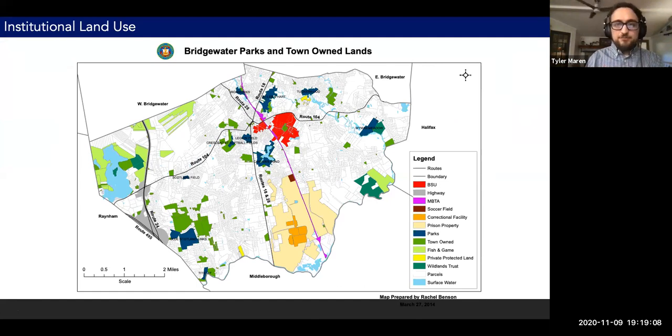But about half of the institutional land that we saw on that land use map is owned by various state departments. We've already talked about the correctional facility to the south of town, that's the orange bit there. The other big one, of course, is Bridgewater State University, Massachusetts' largest state university, right near the downtown. It's smaller in land area, but it has a huge presence in that area.